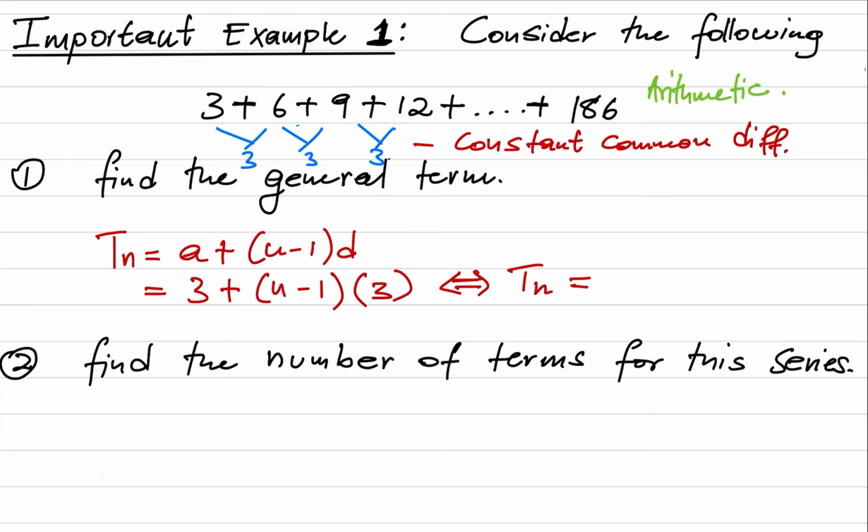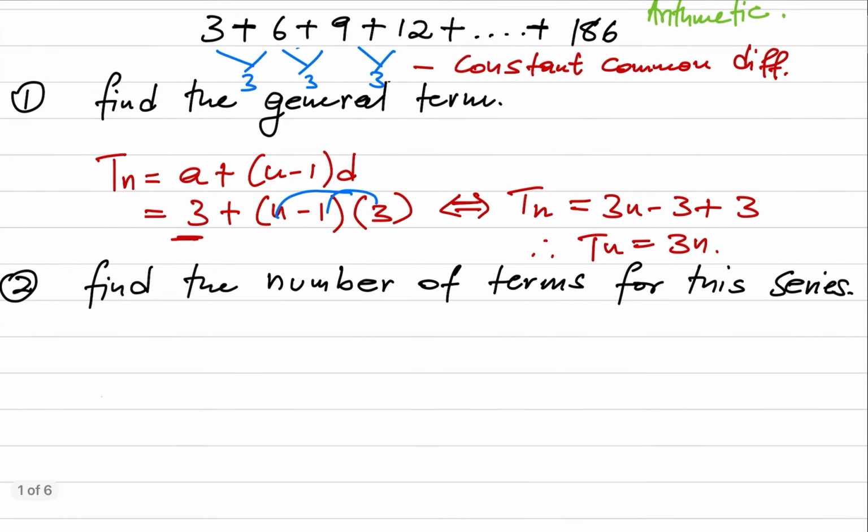So Tn is equal to what? We will multiply through this n minus 1 by this 3. 3 times 1, 3 times n. So we have, let me write it like so, 3n minus 3 plus this 3 here. So our answer, it is just 3n. Our answer, it is just 3n. So this is how you solve this problem.